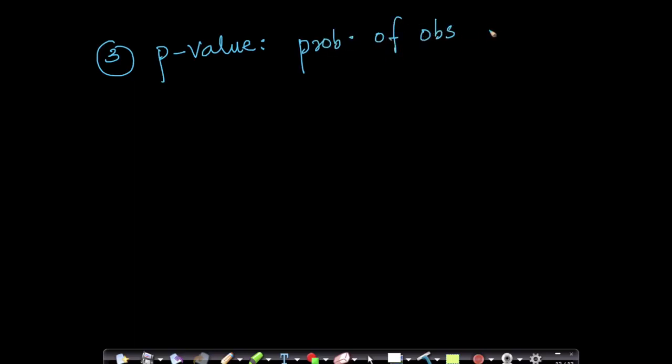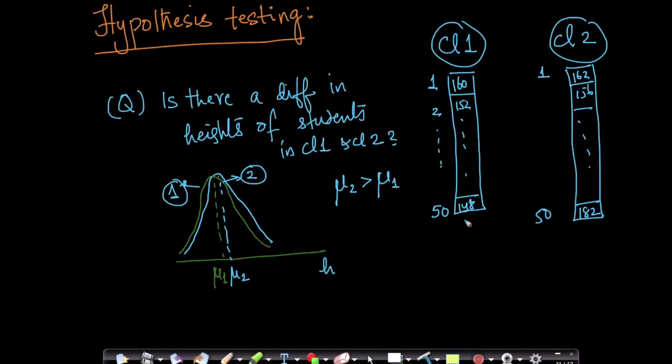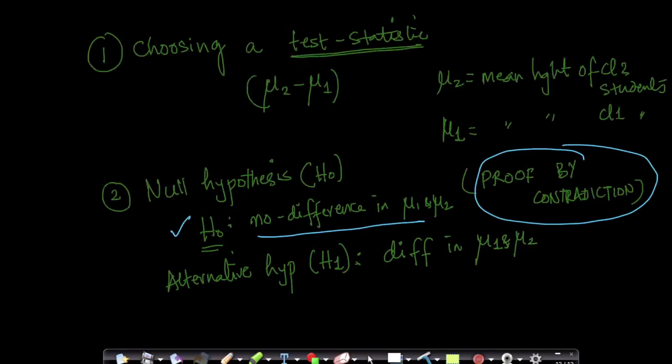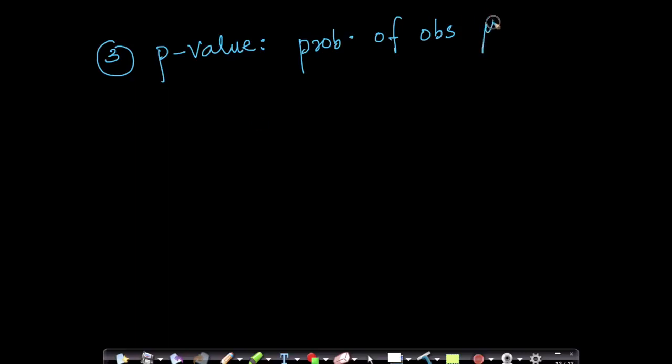The third step is we compute something called a p-value. Let me explain what this p-value means. This is the computational part, the interesting math part, or the interesting computer science part. The p-value basically says what is the probability of observing whatever you have observed. Suppose I have taken 50 students here, and I got my mean to be mu1, and I got my mean to be mu2. So it says what is the probability of observing your values.